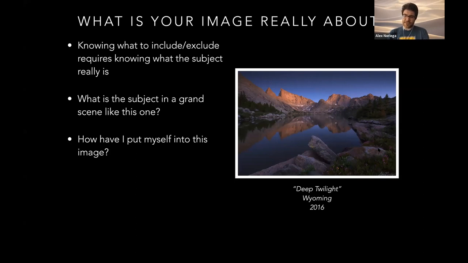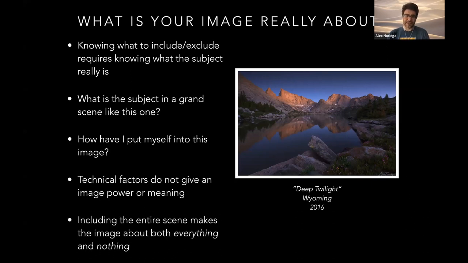When you're including an entire scene in the composition, the image becomes about everything and about nothing at the same time. So this image is about mountains, a pretty lake, flowers, nice light, but it's also kind of about nothing. Any sort of snapshot around there would be very similar, with a similar field of view and similar collection of elements included. It wouldn't really say anything substantially different. And technical factors do not give an image power or meaning. So just because I did it with a nice camera, processed it nicely, it's sharp, it's got good color and tonality, that doesn't mean that it's meaningful to me, aside from the fact that I was there.